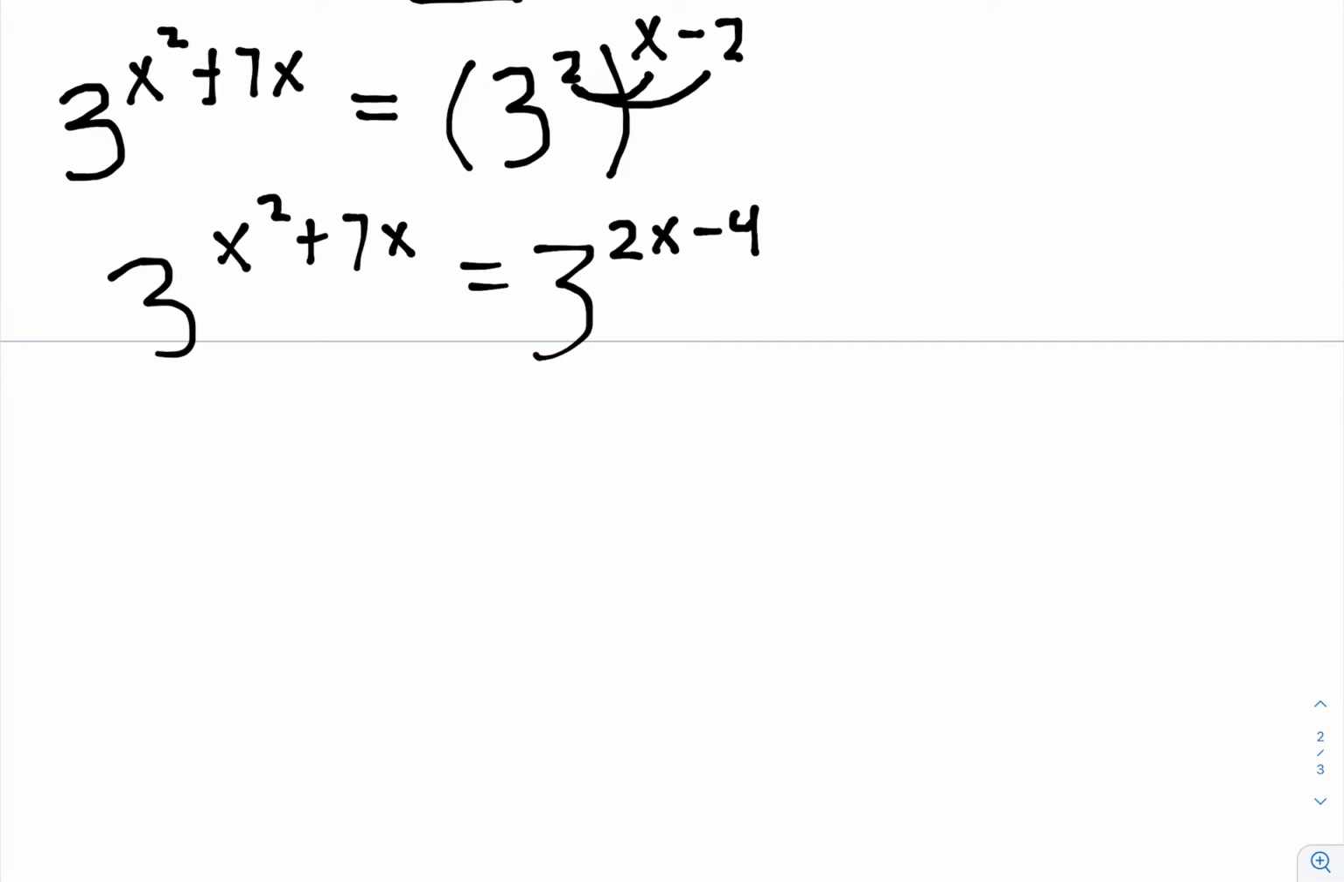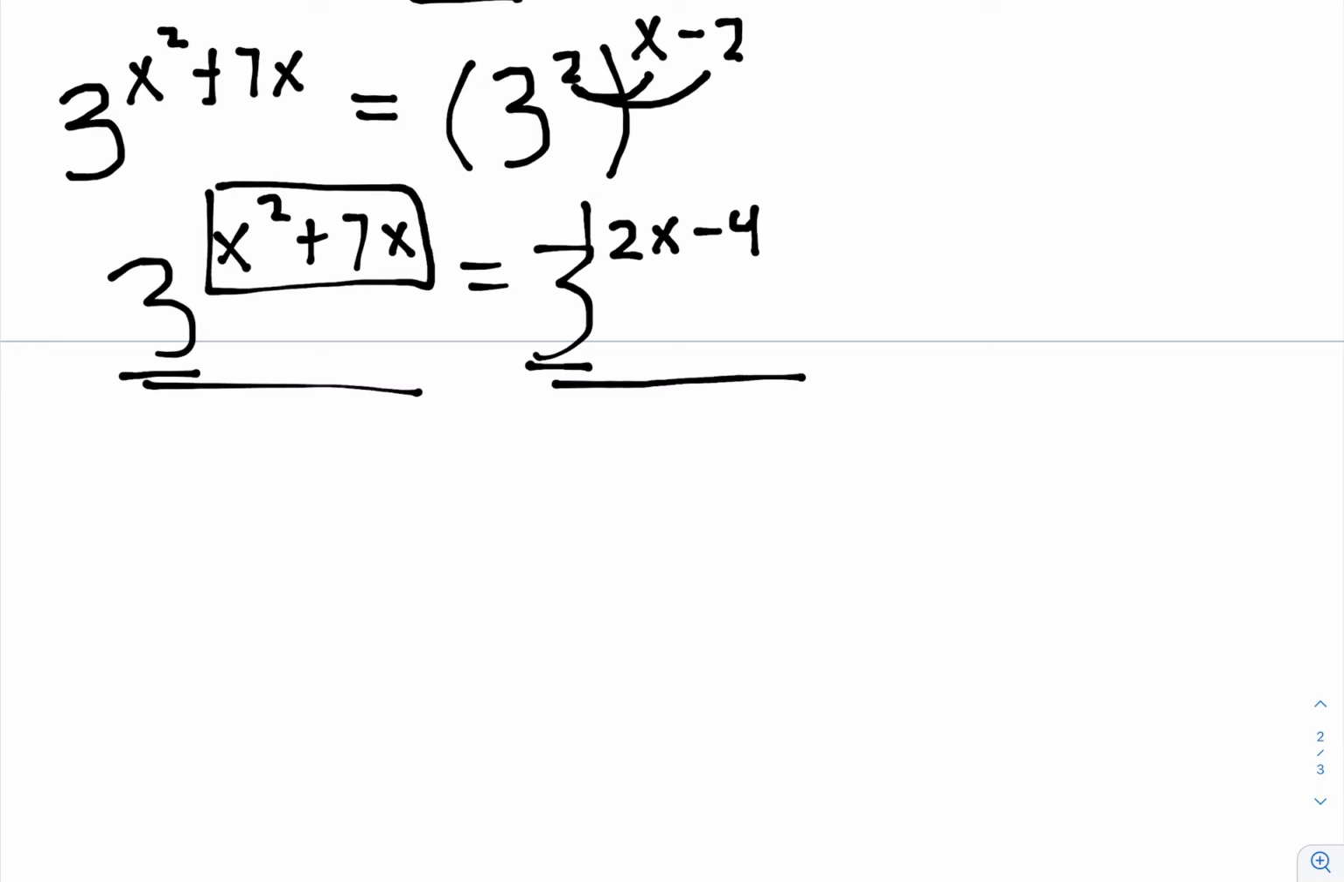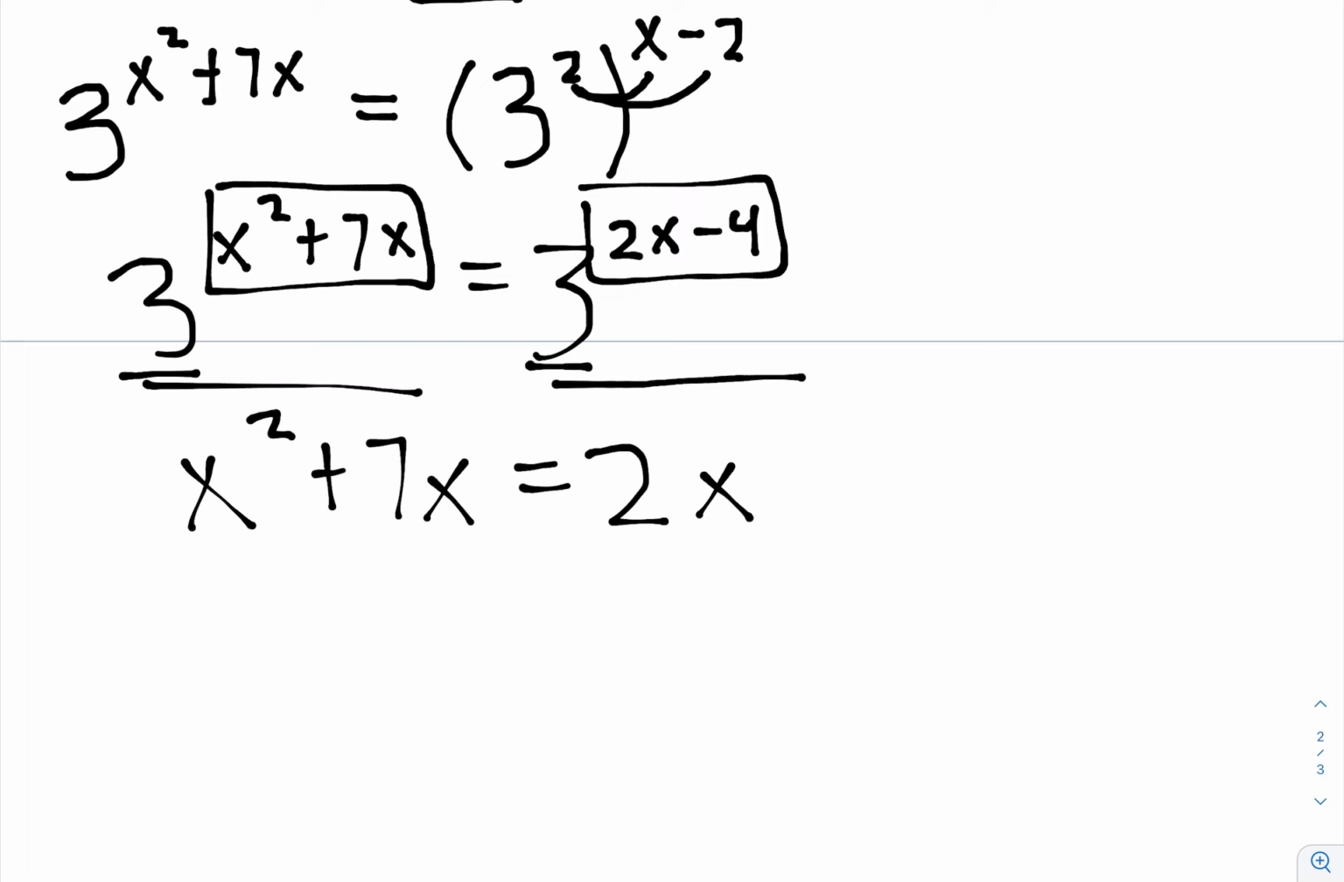Okay, well, if the left side is said to equal the right side, and the bases are both 3, so it's 3 to the power of something, these somethings are going to be equal. Because if they're not equal, then 3 to the power of that thing isn't going to equal 3 to the power of the other thing. They have to equal the same thing. So x squared plus 7x equals 2x minus 4.